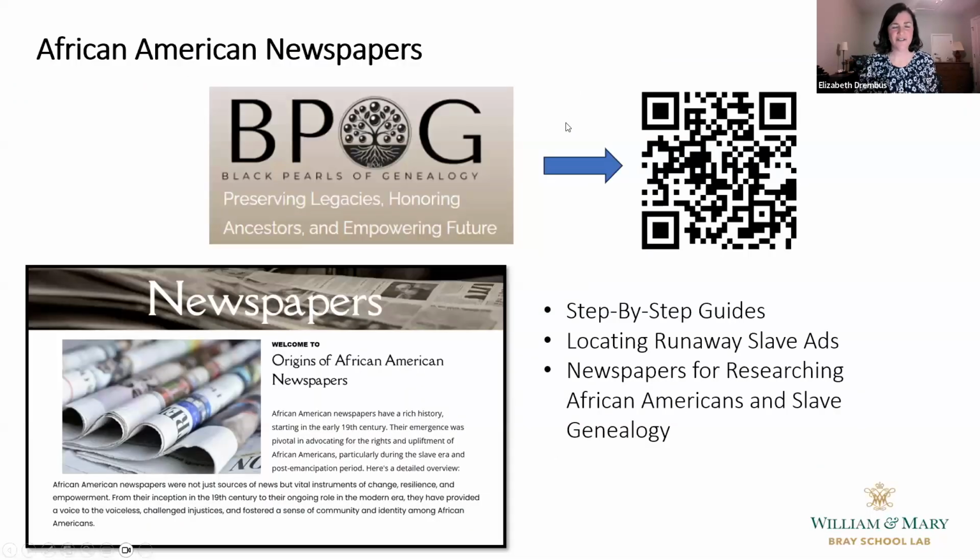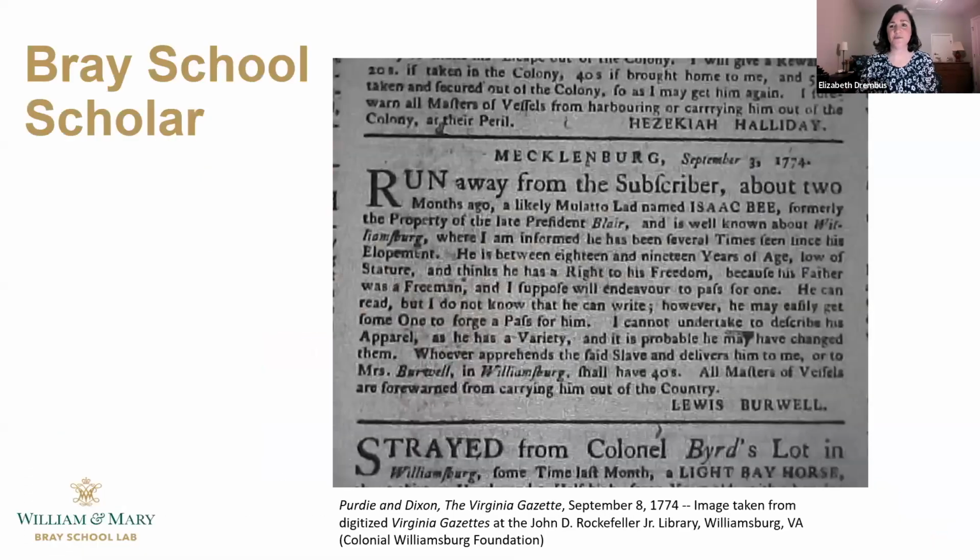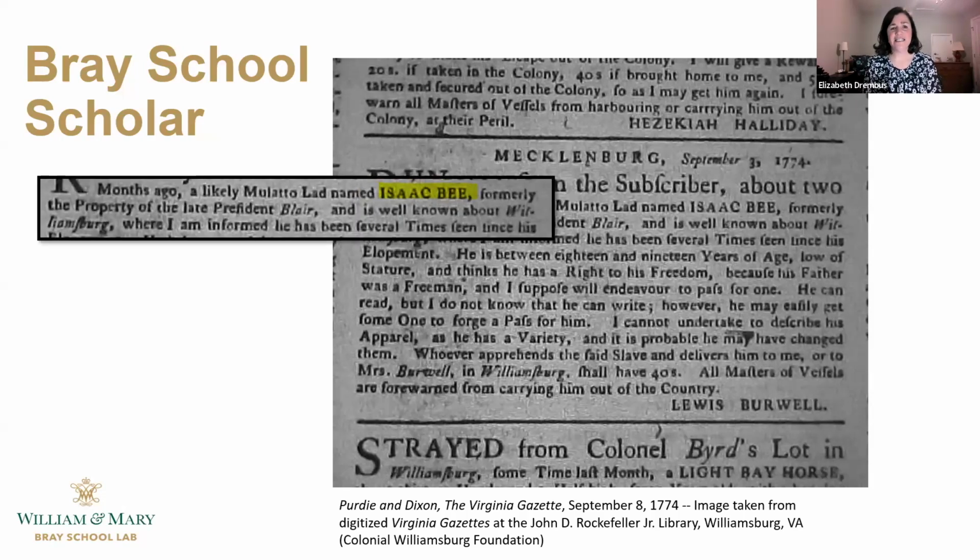All right. So we've talked about African American newspapers. We've talked about where to find newspapers and why to use them within genealogical research. Now I will share just a few of the findings that we've had in the lab, specifically using newspapers and how we're using those newspapers. This one, of course, is about Bray School scholar Isaac B. Lewis Burwell placed this ad in the Virginia Gazette in September of 1774. And we see Isaac B's name here very clearly.